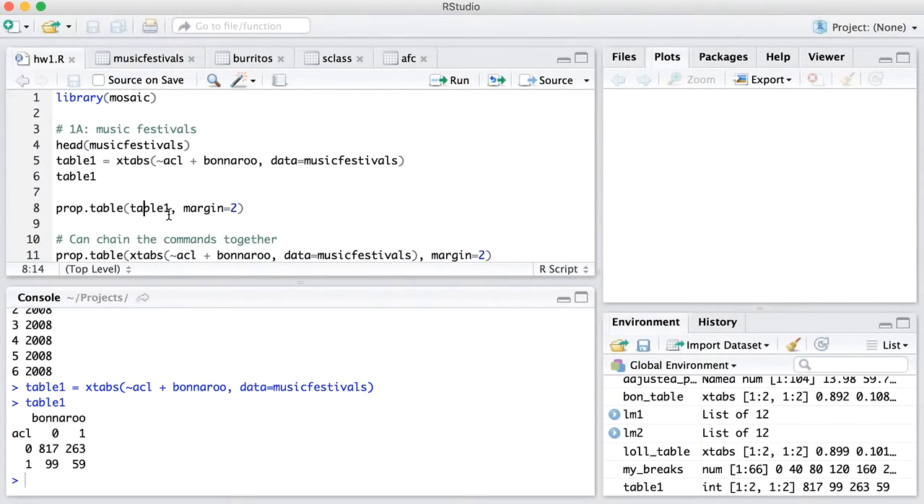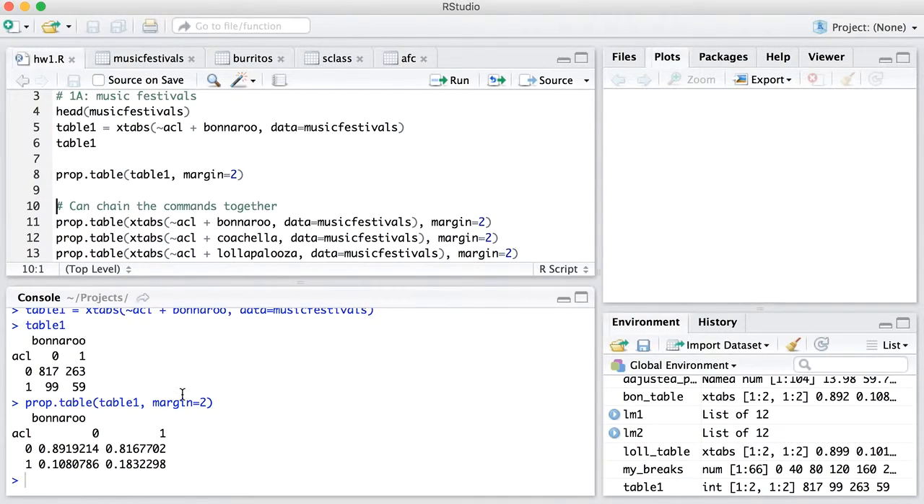And so one of the things we learned to do on the Titanic data set in class was to turn this table of counts into a table of proportions. So what we'll do is call the function prop.table using this table 1 as an input, and we will also ask it to normalize by column, and we do that by saying margin equals 2 as an optional flag to the function. So there we go, and you notice that each of the proportions in each of these columns sums to 1. And so it looks like among those bands that did play at Bonnaroo, this variable is equal to 1, 18% of them went on to play at ACL, whereas among those that did not play at Bonnaroo, 0 over here, about 11% went on to play at ACL.